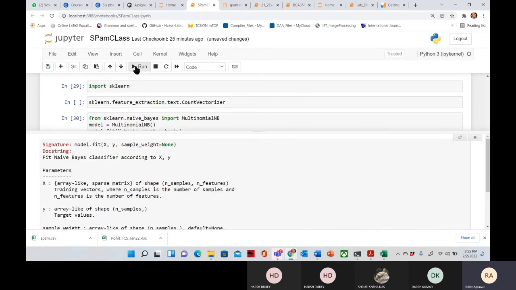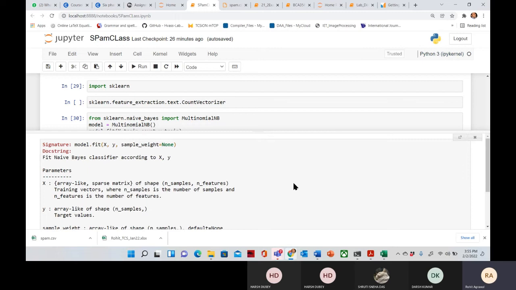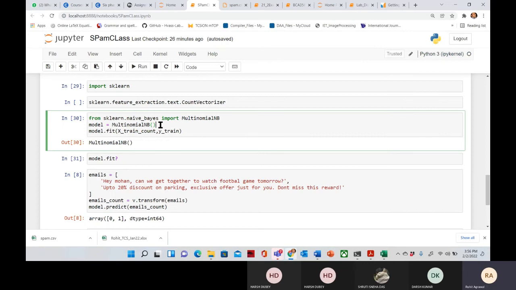What happens in this case? The input is an array-like sparse matrix. It will fit our data, just like in a machine learning algorithm where we take the training data. Using the training data, our goal is to create a model which will do our classification or whatever task we need to do. That is already built in here. So we just fit our training data, X train and Y train.